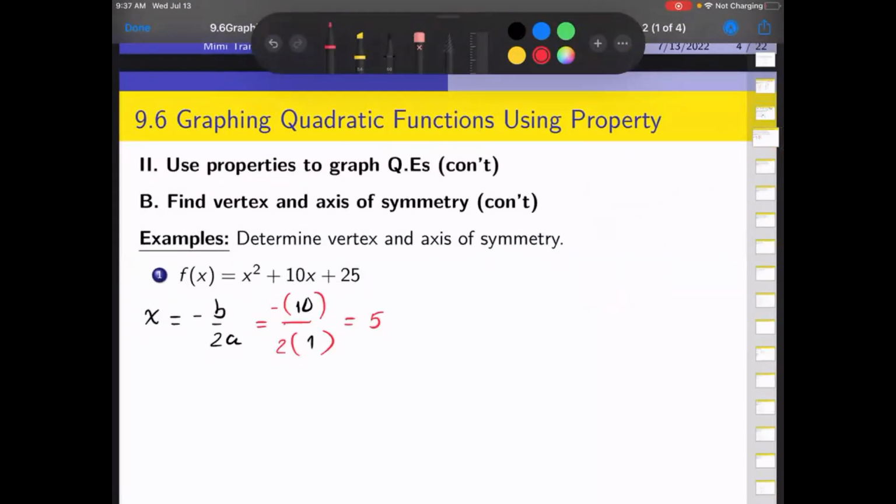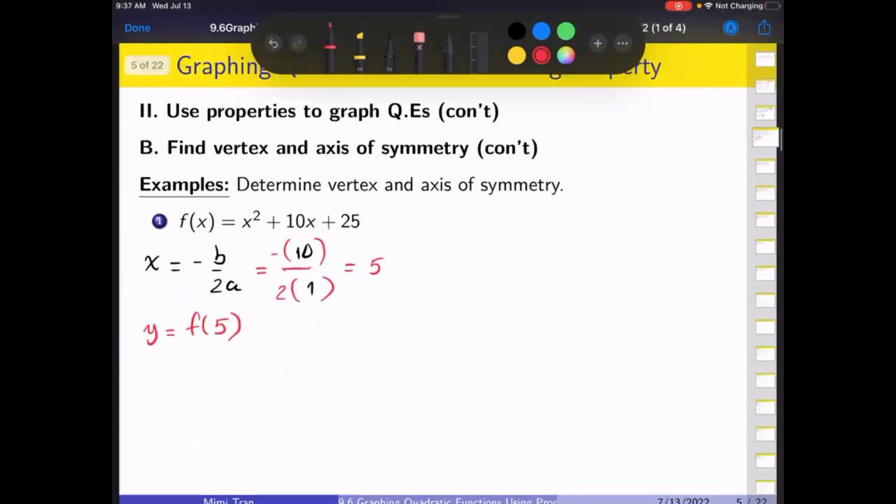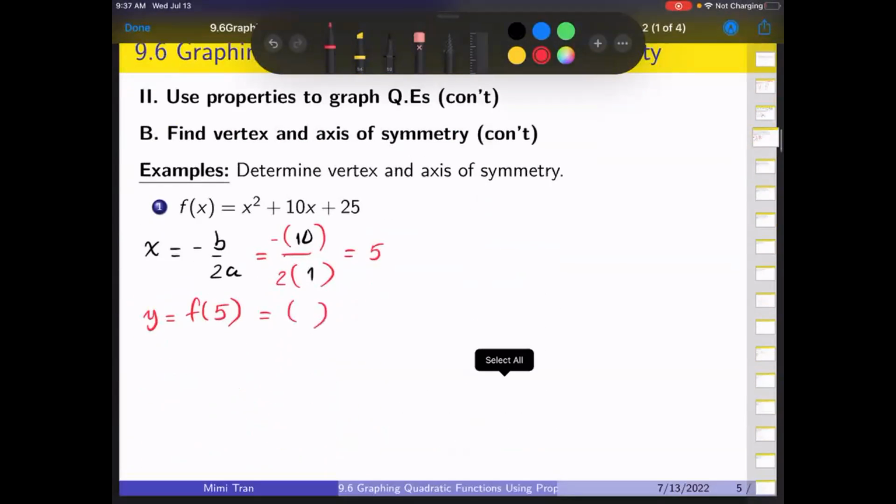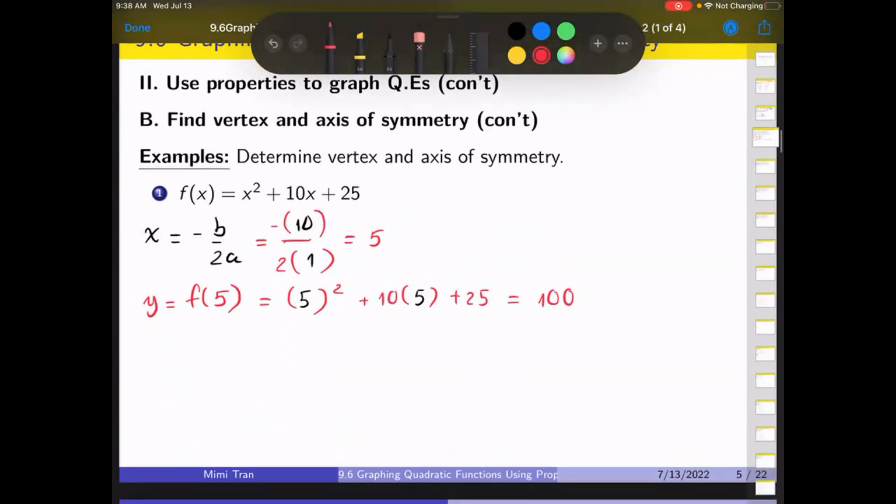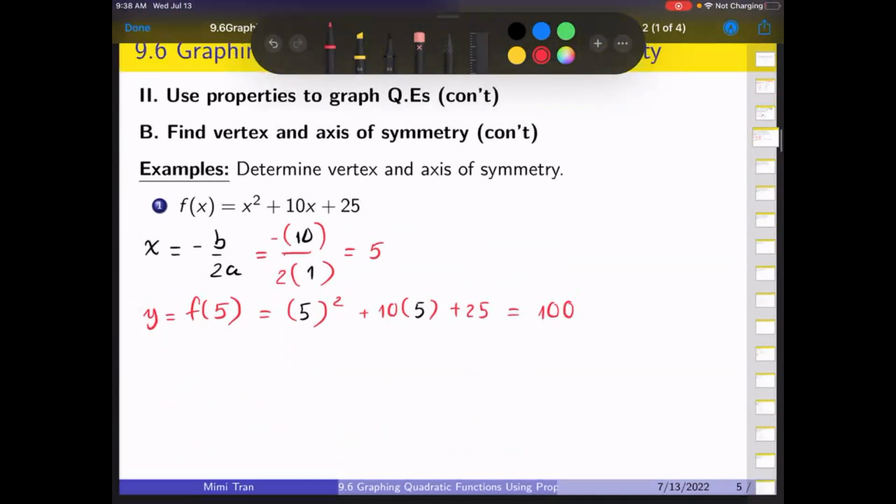Once you have x, you plug it in to find y. So y is f of 5. What's f of 5? Plug in 5 here. x squared is something squared, plus 10 times something, plus 25. What did you get? 25 plus 25 is 50, plus 50 is 100. Or you can use your calculator. So it's 100.